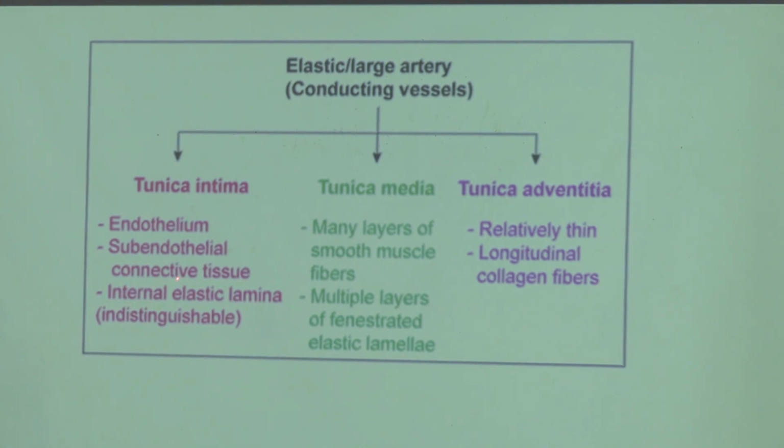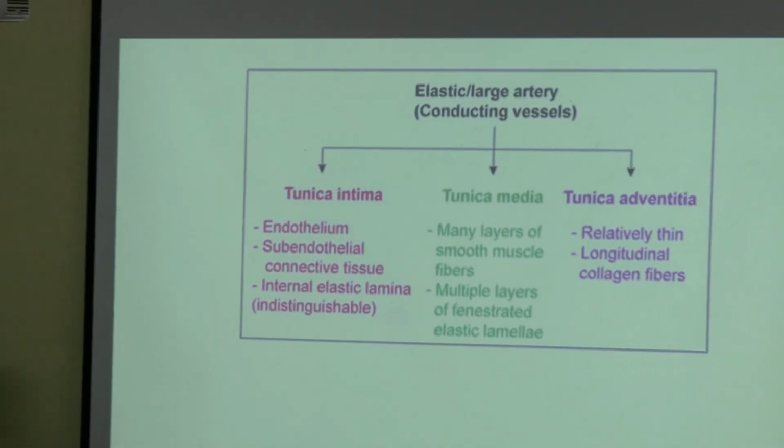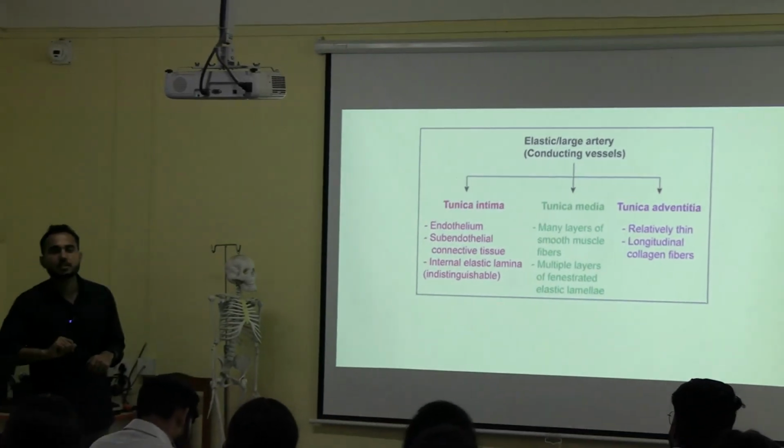Subendothelial connective tissue will be there. Along with that, internal elastic lamina is also present, but it is not prominent. Okay, so this is one important point. Please note it down. The internal elastic lamina, in case of elastic artery, is present, but it is not prominent. What is the meaning of this? Not prominent means it will be very difficult to see the internal elastic lamina.